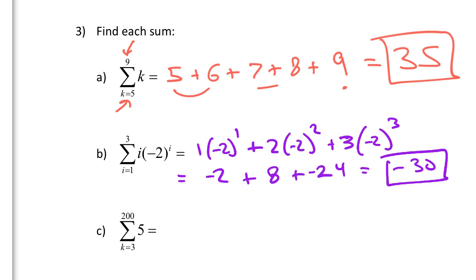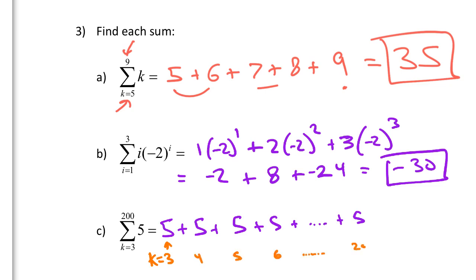C goes from 3 to 200 of 5. The sum of 5. What does that mean? Well, it means there's no k involved. So it just means I'm literally going to add 5 over and over again until I get to k equals 200. So let's see. We got to figure this out. This one is k equals 3, 4, 5, 6, skip a few, 200.